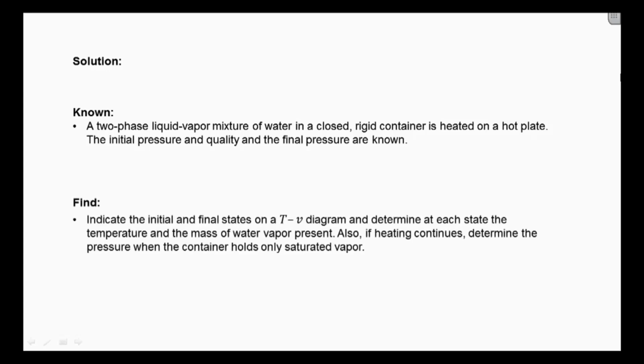The next thing we need to do is to summarize what we have to find. This is again the same information we highlighted in green in a critical read of the problem statement, presented again as a bulleted list. Indicate the initial and final states on the TV diagram and determine at each state the temperature and the mass of water vapor present. Also, if heating continues, determine the pressure in the container when the container only holds saturated vapor.